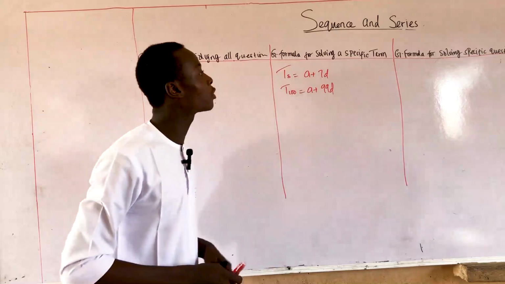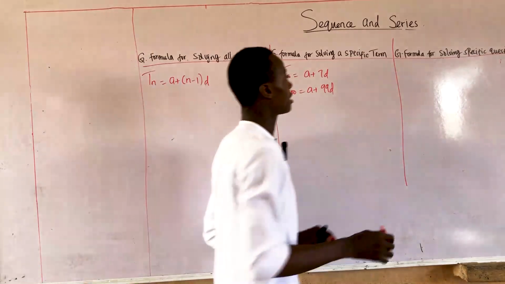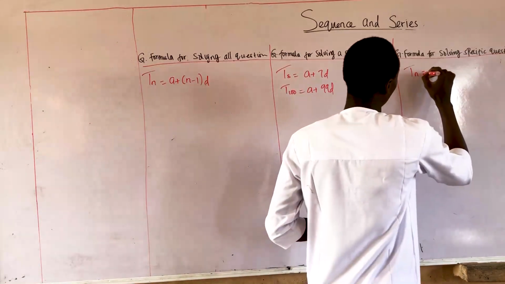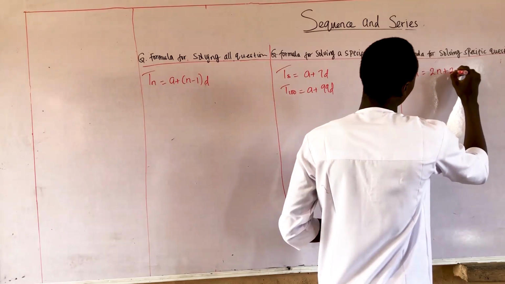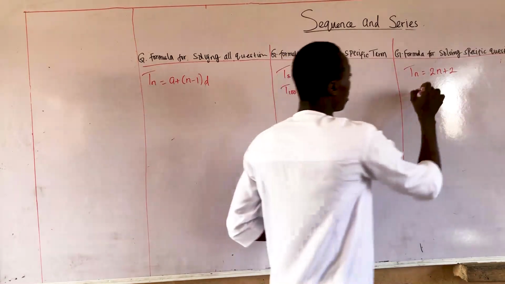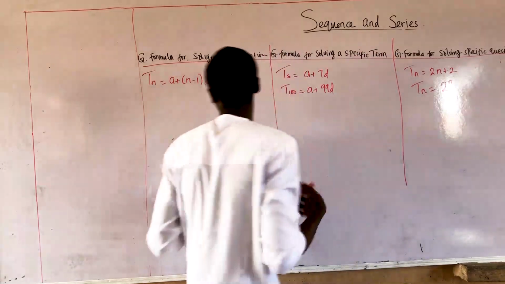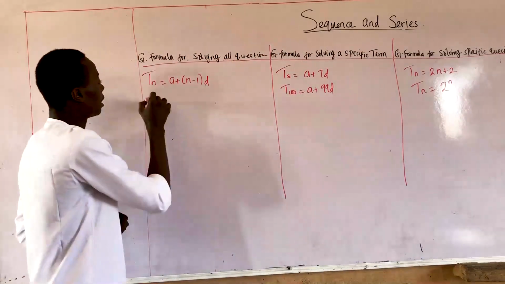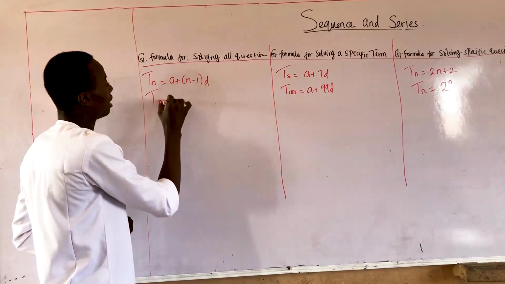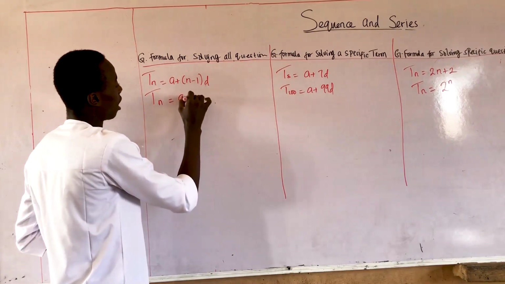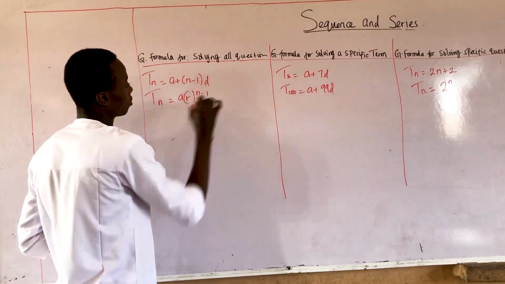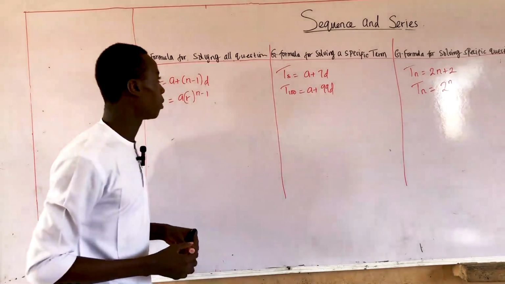And the general formula for solving a specific question. Example is what I gave earlier: Tn is equal to 2n plus 2. Do you remember this formula? Another example can be Tn is equal to 2 raised to power n. We also have some formulas here, like the GP formula, which is Tn is equal to a r raised to power n minus 1. Also here we have many formulas.